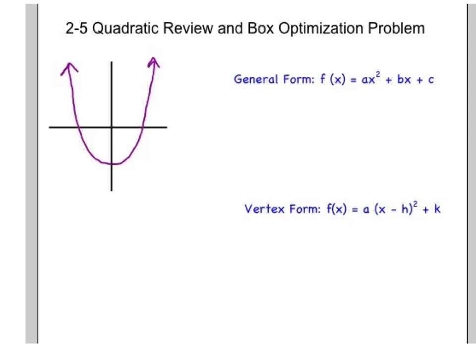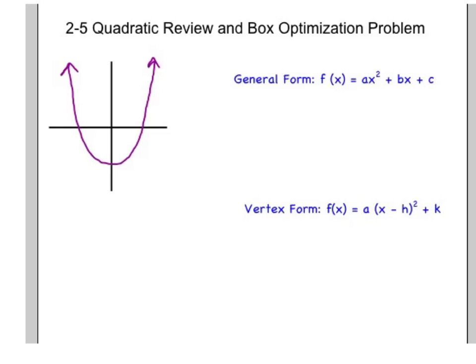Welcome to the fifth video in this unit, Unit 2. This is a quadratic review and the overview of the box optimization problem. You can see a quadratic here. We have a parabola with a positive a value because of the end behavior. It rises to the right, rises to the left.